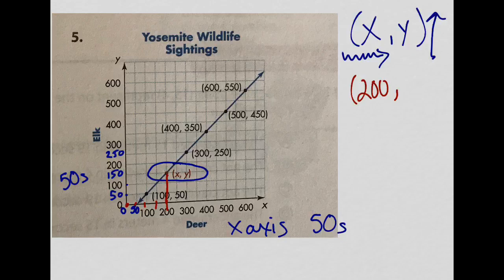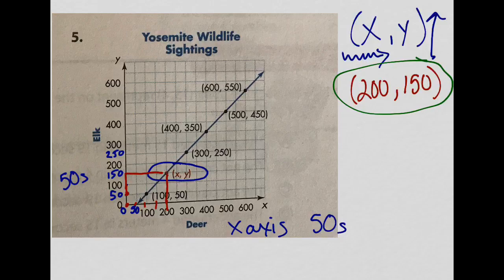So that's the distance from the origin on the y-axis, which is the y-coordinate. So 0, 50, 100, 150. Okay, that point's at 150. So now I have my y-coordinate, which is 150. And 200 and 150 makes up my ordered pair that I solved for the missing coordinate.